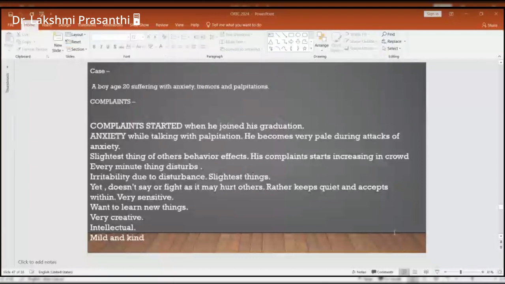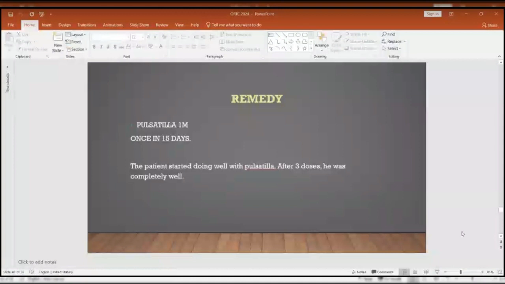Okay, great. So many of you have come towards a near family. The remedy given was Pulsatilla 1M. Pulsatilla belongs to the psychotic miasm, in which the patient hides everything inside, suppresses everything inside.